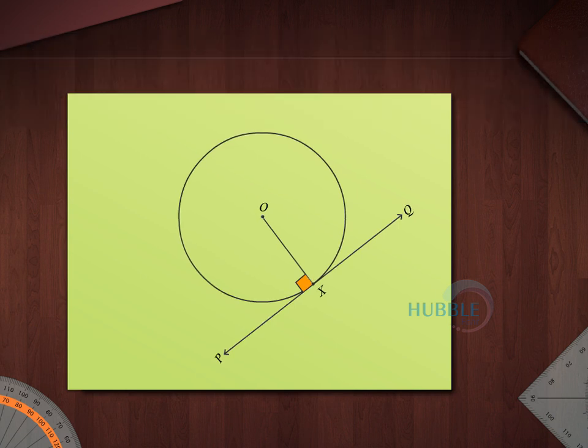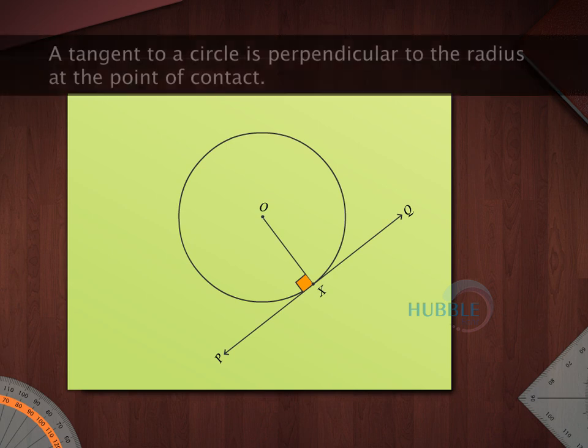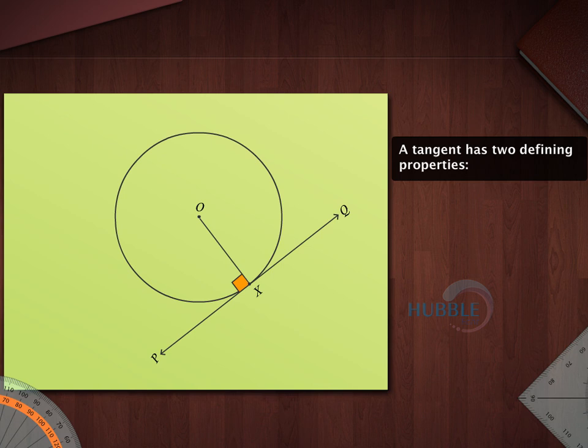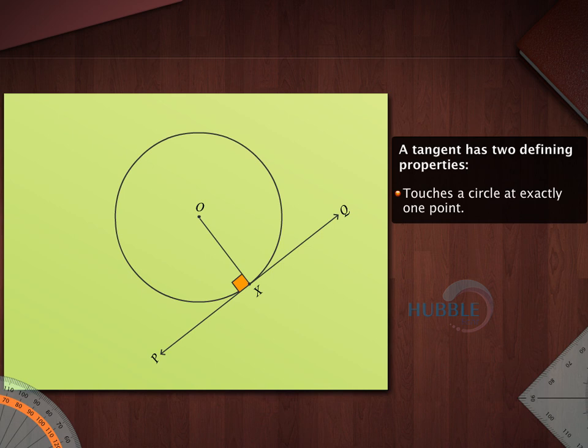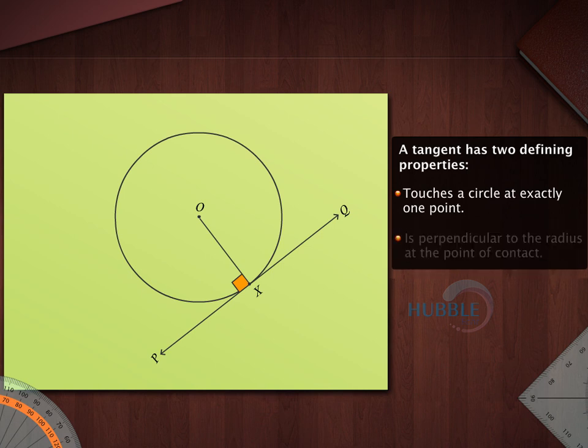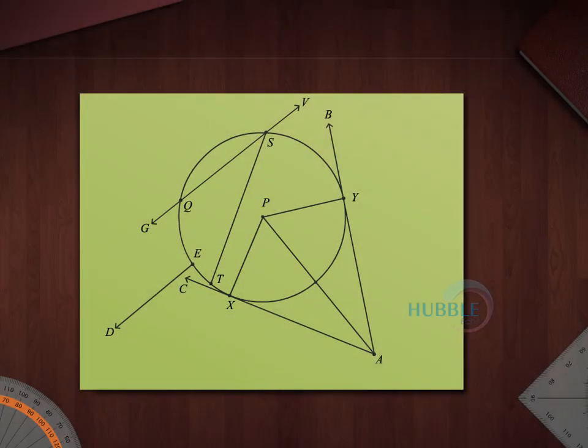As can be seen in the figure, the tangent line is always at right angles to the radius at the point of contact. Thus, we can say that a tangent to a circle is perpendicular to the radius at the point of contact. This is a defining property of a tangent. In fact, a line is said to be a tangent to a circle if it touches the circle at exactly 1 point, and at that point, the tangent is perpendicular to the radius of the circle.